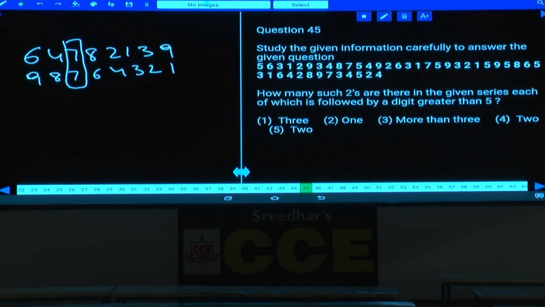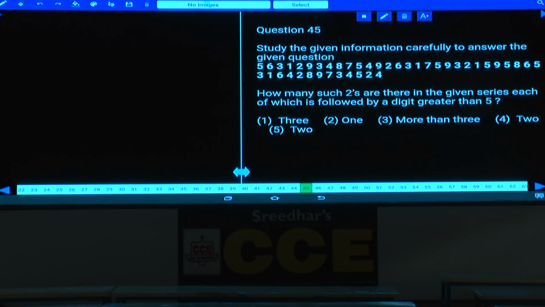Now question numbers 45 onwards, this comes under which category? Sequence. How many such 2's are there? Now the question is about what 2's? How many such 2's are there in the given sequence, each of which is immediately followed by a digit greater than 5. Hence it must be 2 or 6, 2 or 7, 2 or 8 or 2 or 9. Any one of these. Yes, tell me what is your answer here?